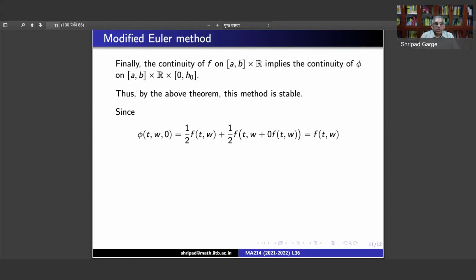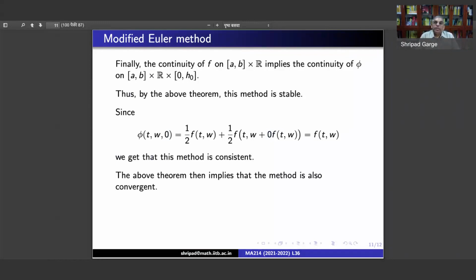Further, when you put h equal to 0, you see that this h f(t plus 0) will only give you t, and this h equal to 0 here says that the modification is cancelled. So you simply have 1 by 2 f(t, w) plus 1 by 2 f(t, w), which is simply f(t, w), which is the differential equation. Okay, and therefore this method is consistent because by putting h equal to 0, you are getting the differential equation part. But the theorem will then say that if something is consistent and it satisfies the hypothesis, it is also convergent. So by the theorem, this method is also convergent.